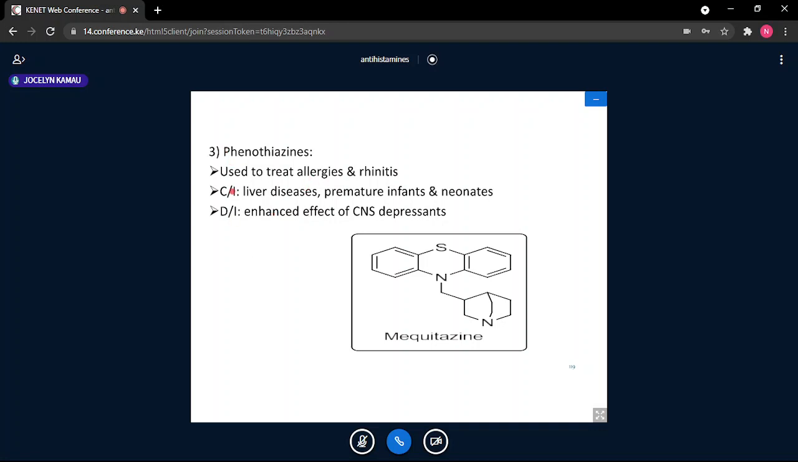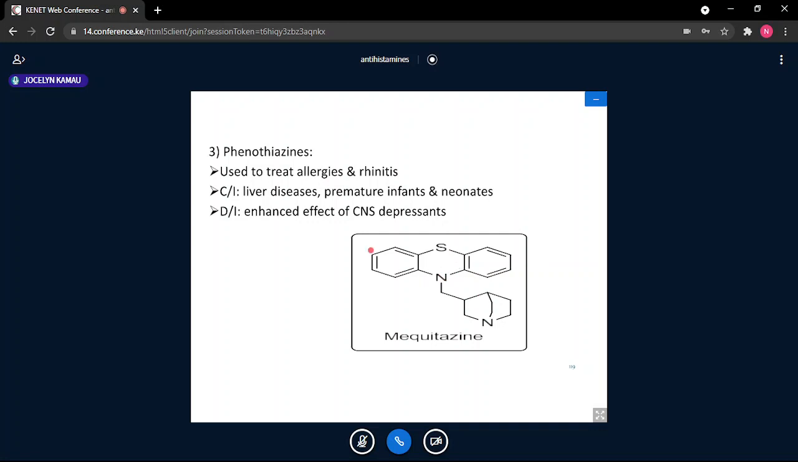It is only the structural differences used to treat allergic conditions. It is contraindicated in liver disease, premature infants and neonates. Drug interaction: enhanced effects on CNS depressants. And of course, here it will have enhanced effects on CNS depressants because, again, it will penetrate the BBB and also have depressant effects.